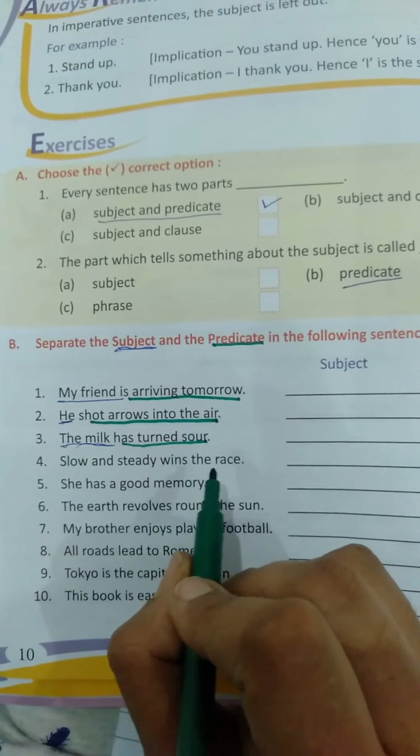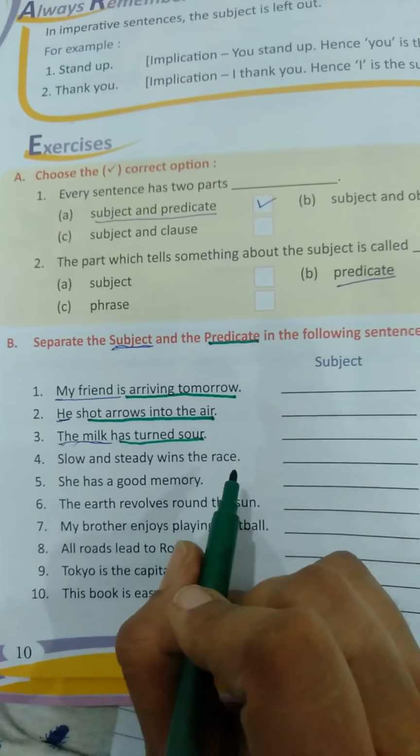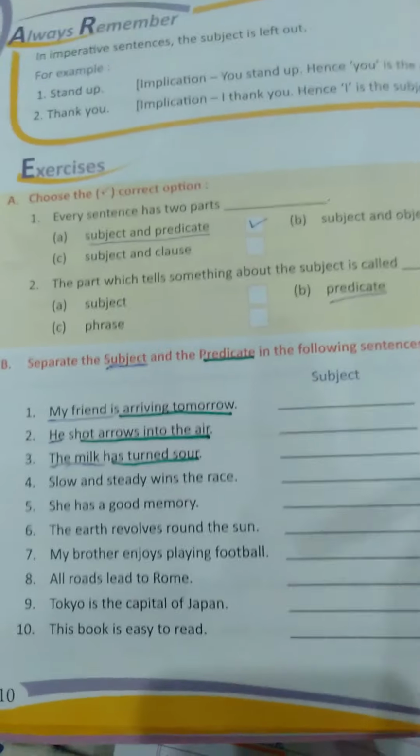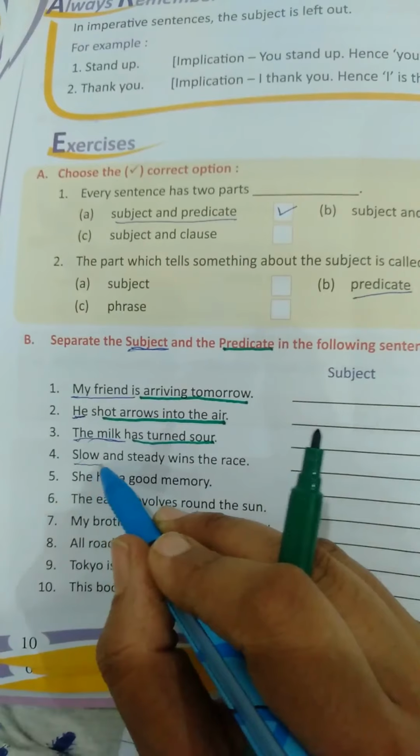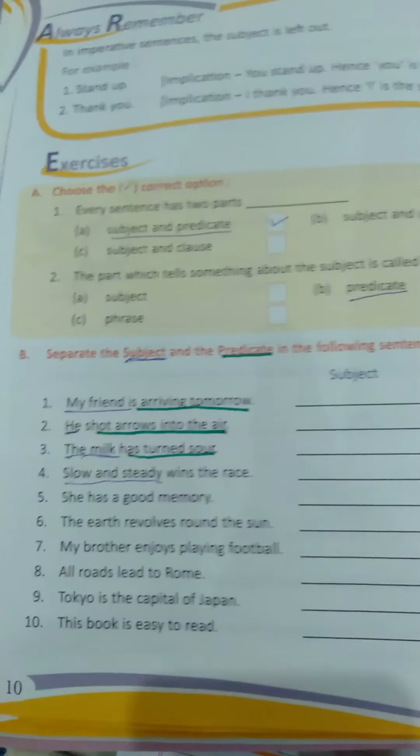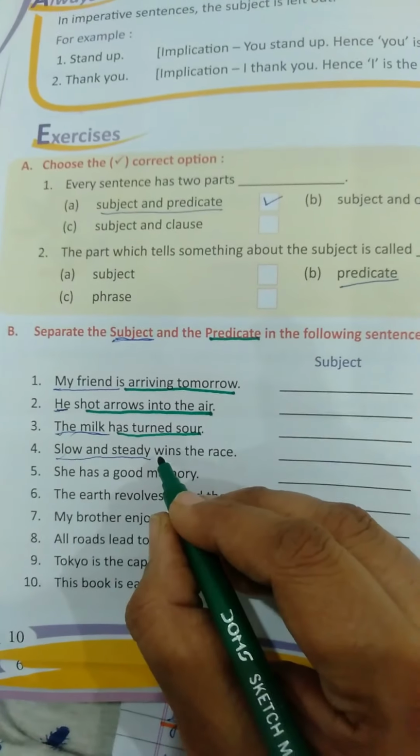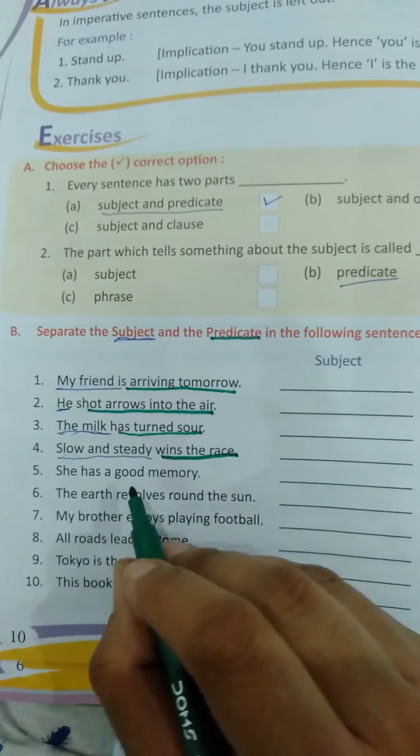Slow and steady wins the race. What wins the race? Slow and steady. So slow and steady, underline. Wins the race, this is the predicate with the green color.